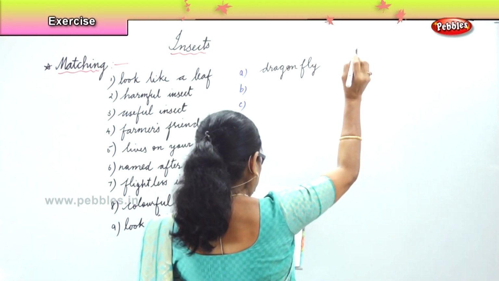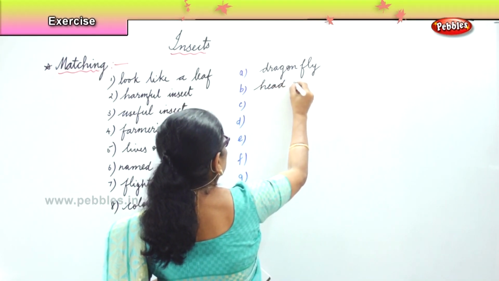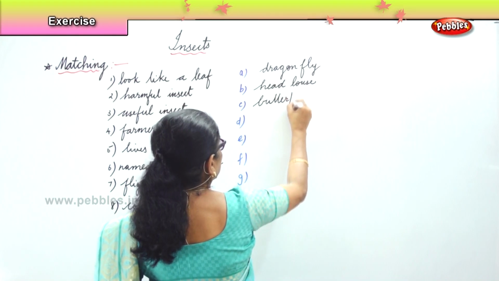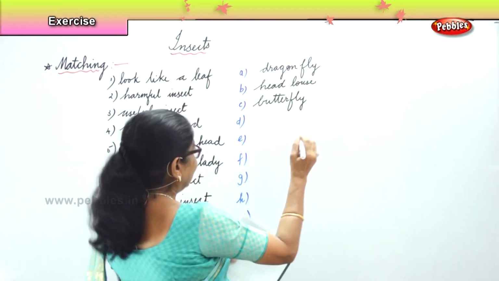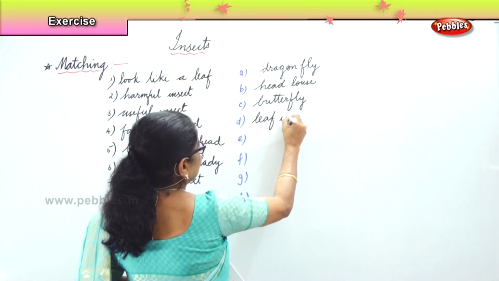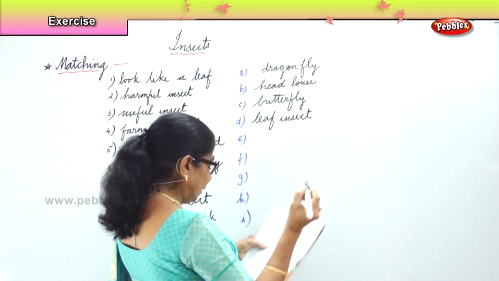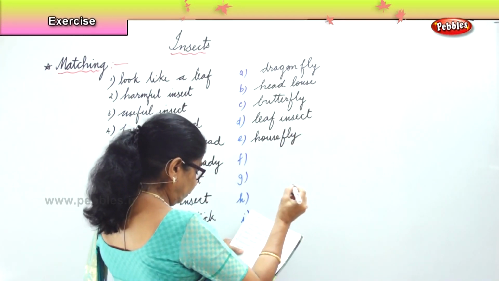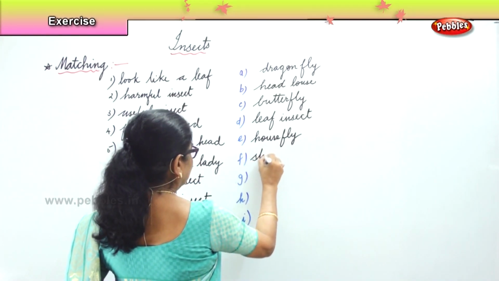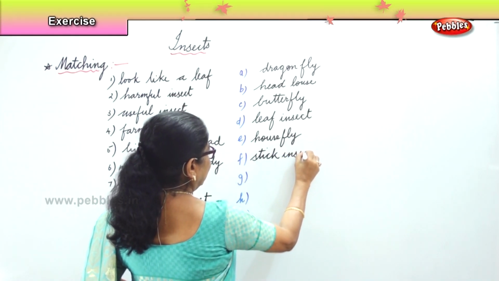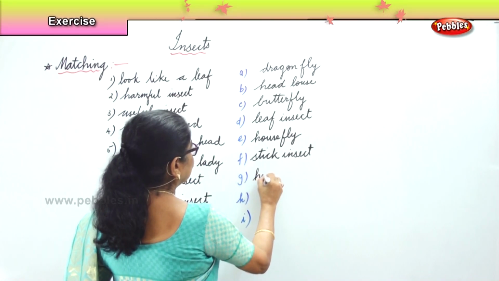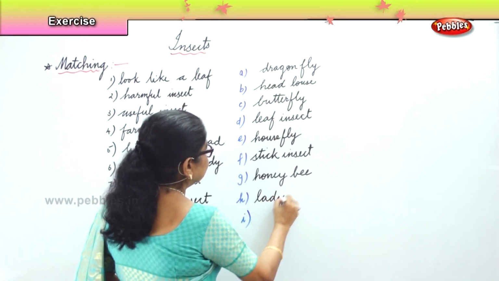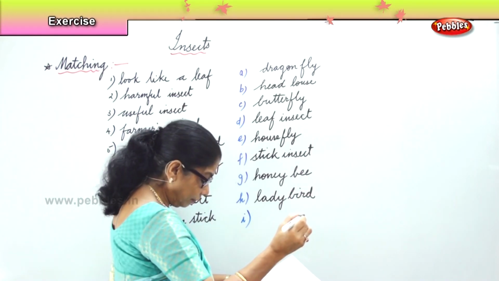Dragonfly, head louse, butterfly, leaf insect, housefly, stick insect, honeybee, ladybird, and finally we have silverfish.